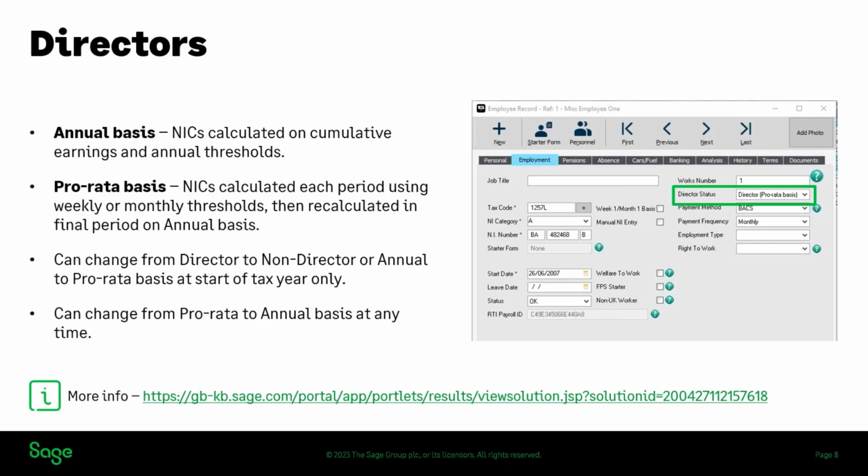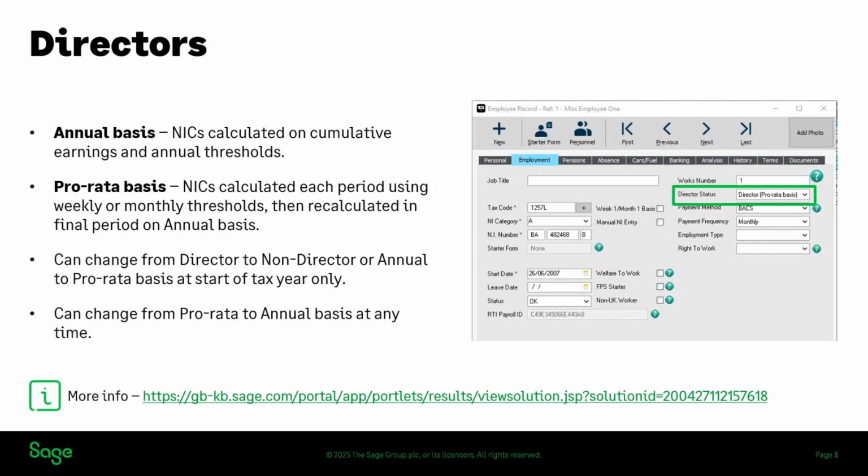But when it comes to changing this status, there are certain changes that can only be made at the start of a tax year. So you can change from director to non-director at the start of a tax year. So if someone ceases to be a director midway through a year, they continue on the director method until the end of that tax year and they can switch to non-director in the new year. But if someone was on annual method and you wanted to move them onto pro rata instead, that again can only be done at the start of the tax year.